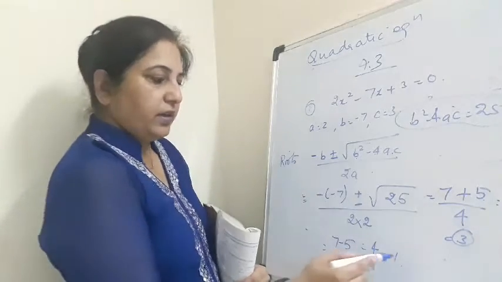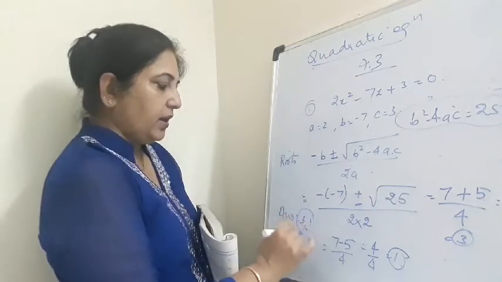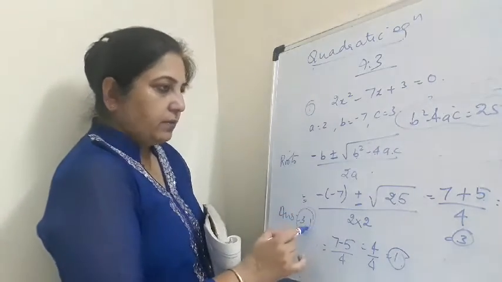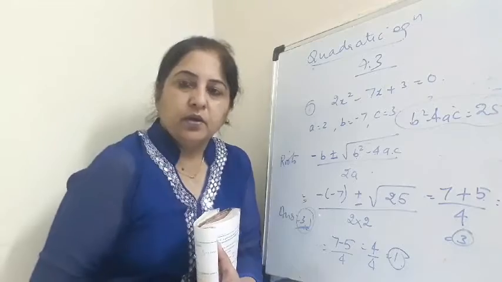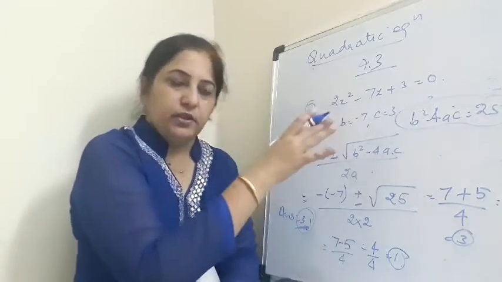Okay, so I hope you've understood. These are the two answers. One is 3, one is 1. So these are two real roots and they are distinct roots. So this is how we apply the quadratic formula in the given quadratic equation.